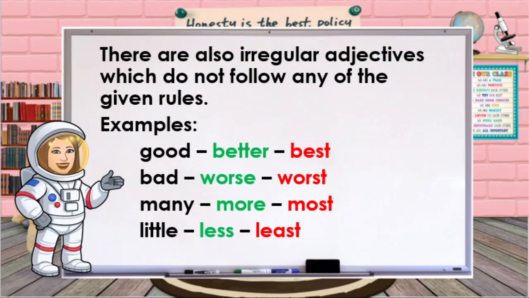There are also irregular adjectives which do not follow any of the given rules. Here are some of the examples. We have good, which is the positive degree; better, which is the comparative degree; and best, which is the superlative degree. We also have bad, worse, and worst; many, more, most; and little, less, least.